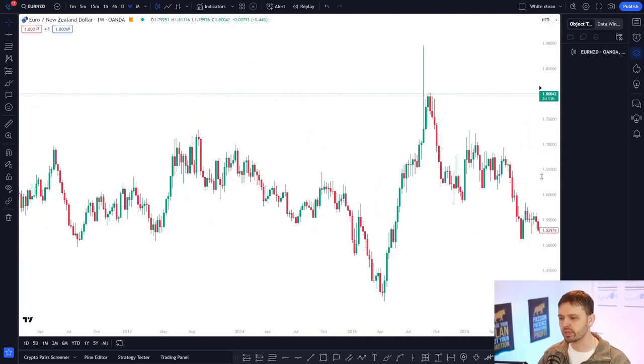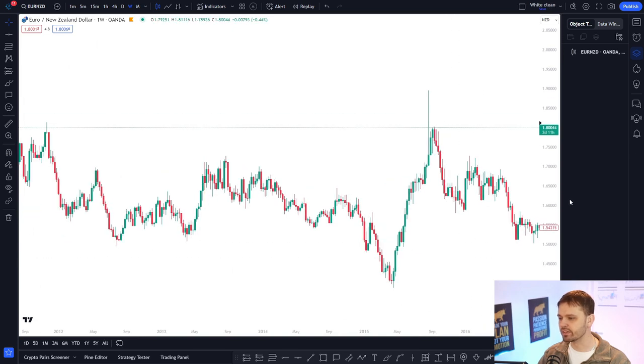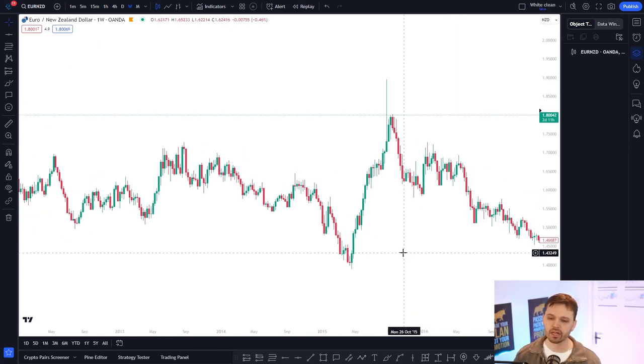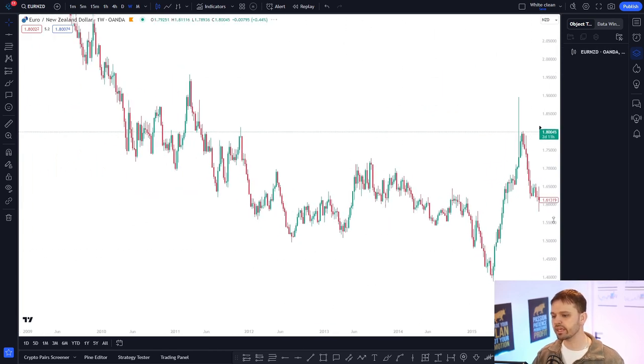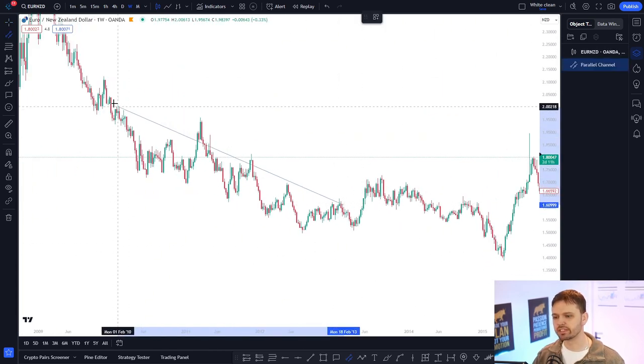Again, I just want to show you some examples of this. To make the example better and easier to understand, I'm going to use the parallel channel tool here in TradingView to mark out my horizontal and diagonal trend lines, just to make it easier to show them in this example.